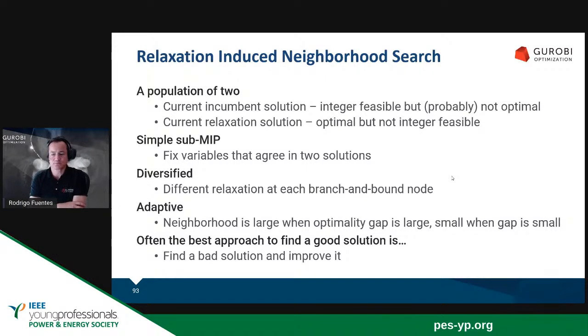So what I'm getting at with this is, in many cases, it's better to find a solution, even if it's not a good solution, and then try to improve it. Rather than trying to aim for the best solution or a good solution early on in the process, it's better to aim for a solution, even if it's not a good one, and then try to improve upon it.